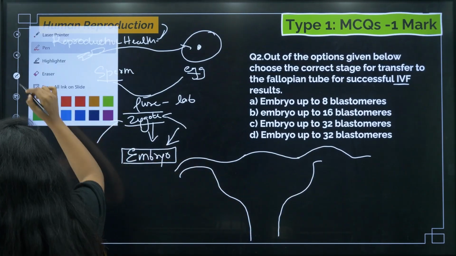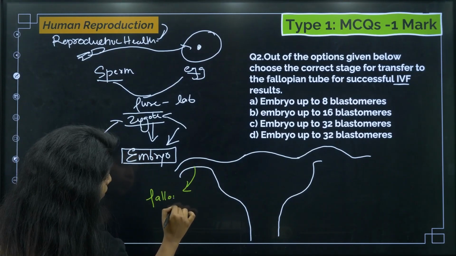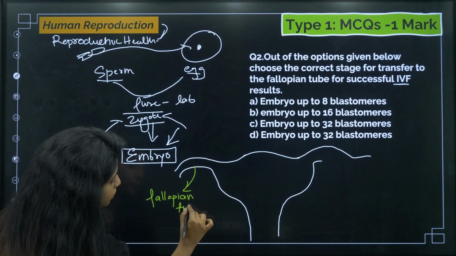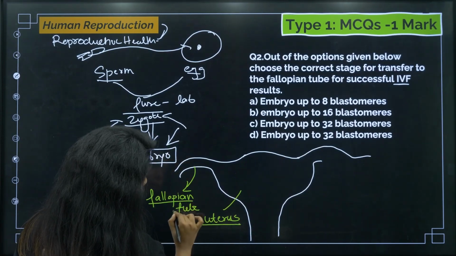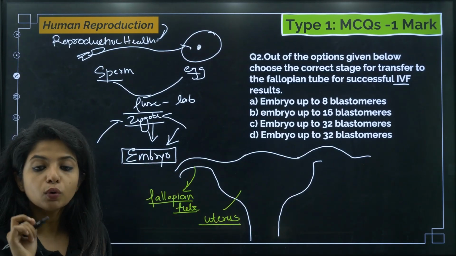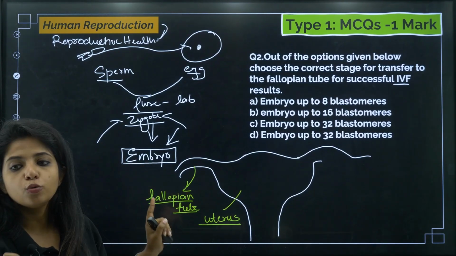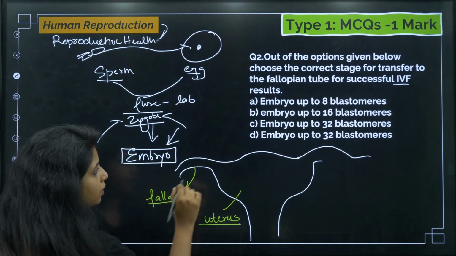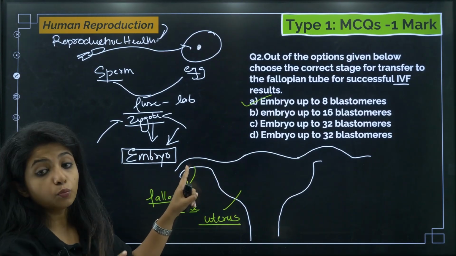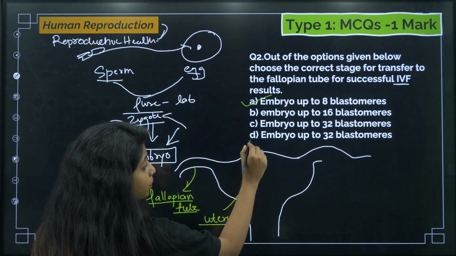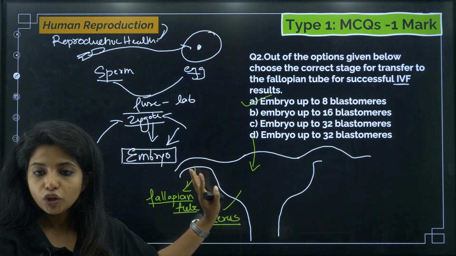In this case, you have two options. Either you can put this in the fallopian tube or in the uterus. But there is a challenge. If you want to put the embryo into the fallopian tube, then the embryo should have just up to 8 cells. So the embryo should have 8 blastomeres. 8 blastomeres means 8 cells. If it is more than 8 cells, then it should be put inside the uterus, children. It should be put inside the uterus.